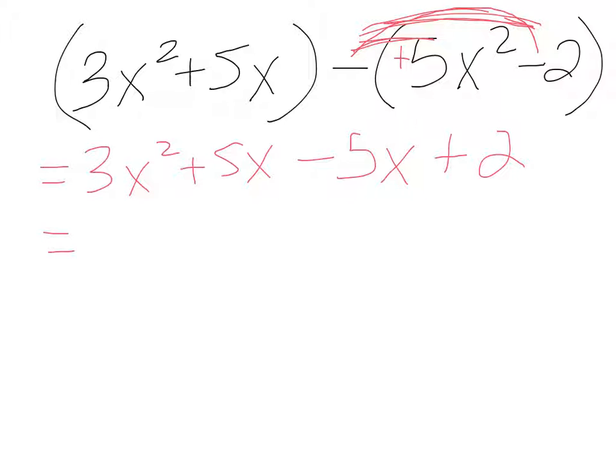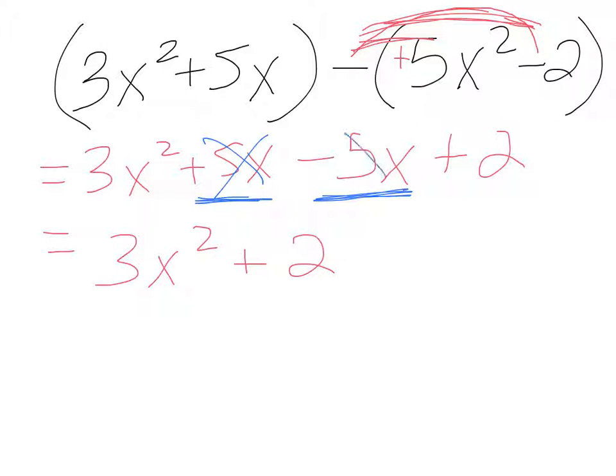So then you collect like terms. The only like terms here are positive 5x and minus 5x. So your final answer would be 3x squared plus 2, because those cancel each other out, since it's positive 5 minus 5. Okay? So when you are adding and subtracting like terms, all you do is add and subtract the coefficients. Coefficients are the numbers in front of the variables. You don't do anything with the variable, you don't do anything with the exponent, you leave them alone.